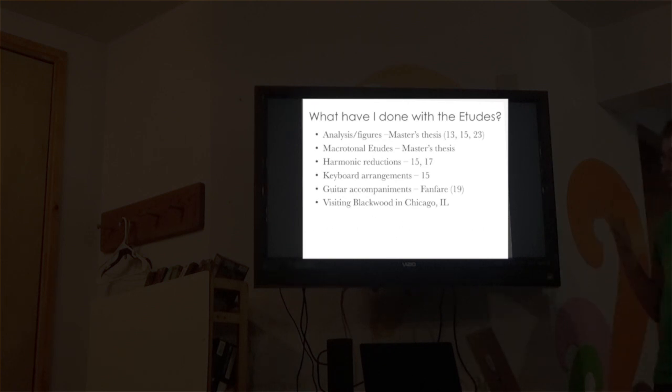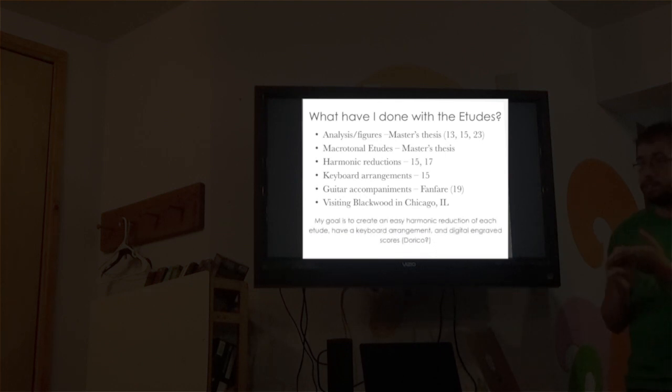My goal with Easley Blackwood's microtonal etudes is to create an easy harmonic reduction of each one, have a keyboard arrangement of each one, and maybe digitally engrave the scores so that we could see them on a computer and maybe play them back. I think that would be pretty exciting, and Dorico would make that really easy. You could even have different versions with cent deviations, ups and downs, and Easley Blackwood's original accidentals, which aren't really in use today, but still reflect some of the practices that people use when notating equal temperaments of a small size, even if the accidentals are different.